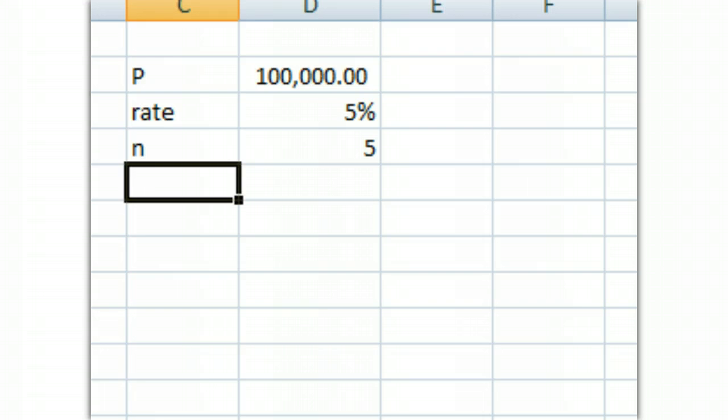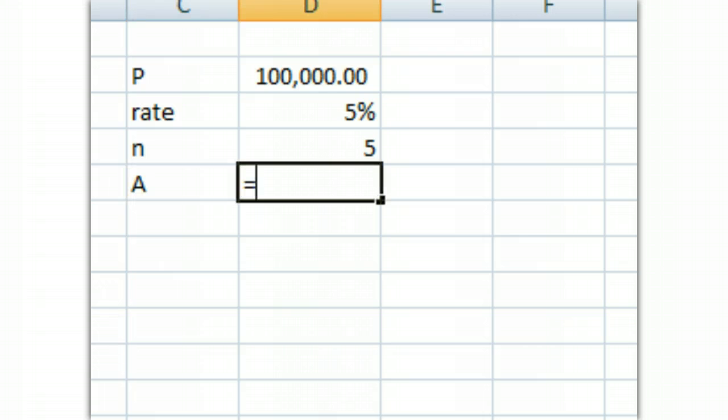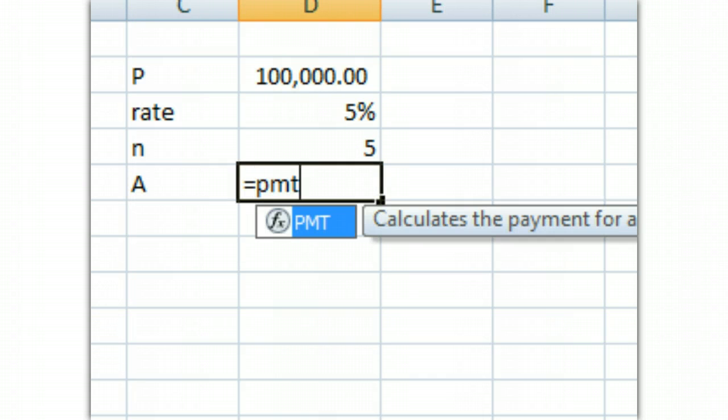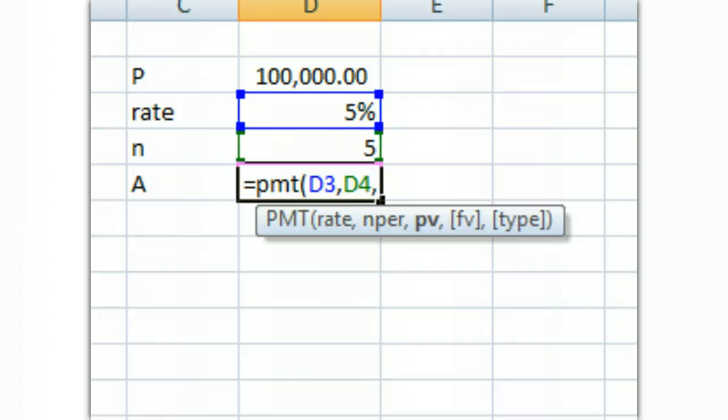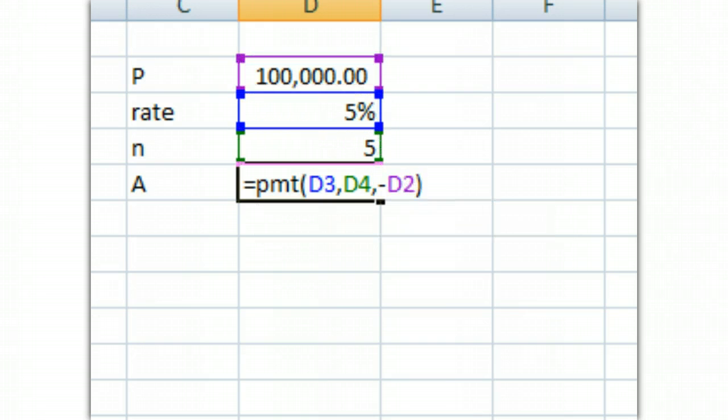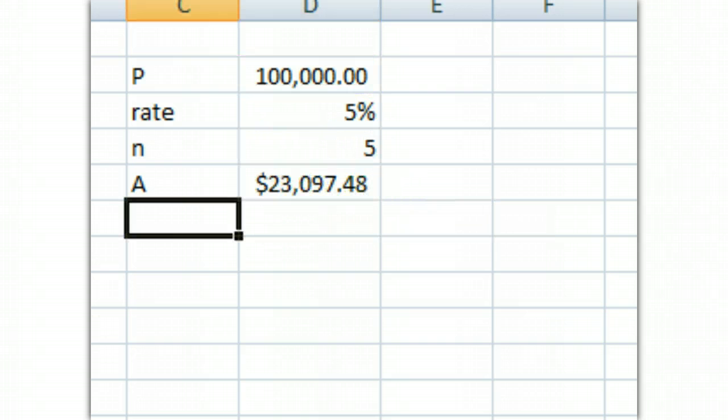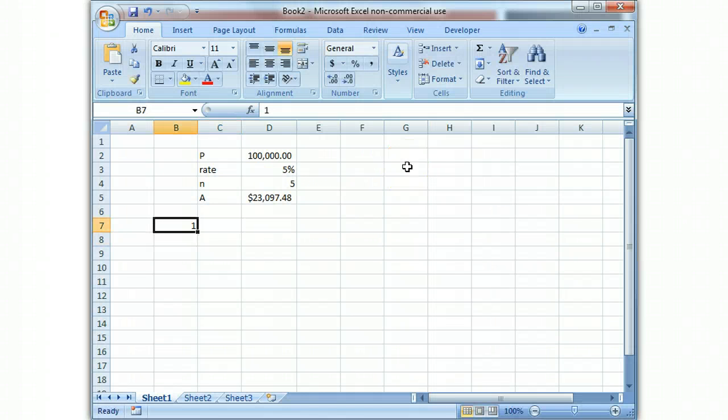So the first thing we need to know is the amount of the payment, that is the annuity, and we have a formula for that in Excel, which is PMT. The rate is 5%, the number of periods is 5, and the present value, remember we have to use a negative sign, make reference to the $100,000. The amount of the payment is $23,097.48.